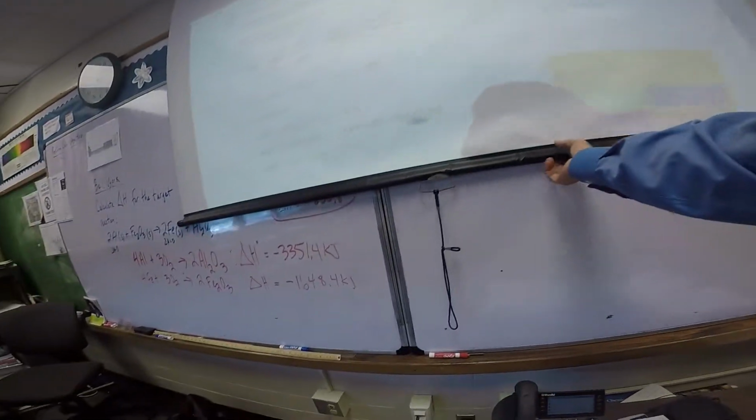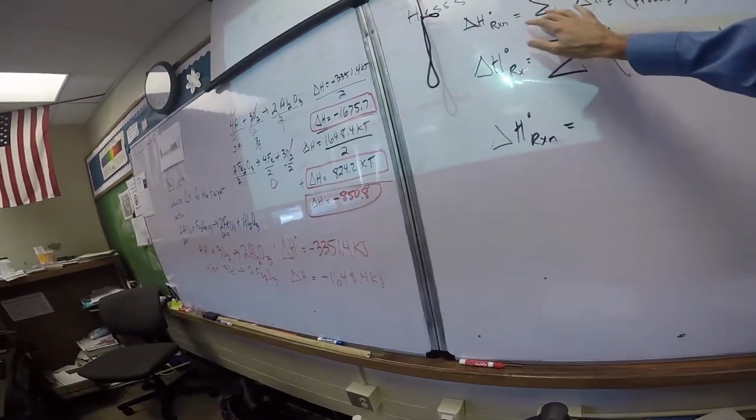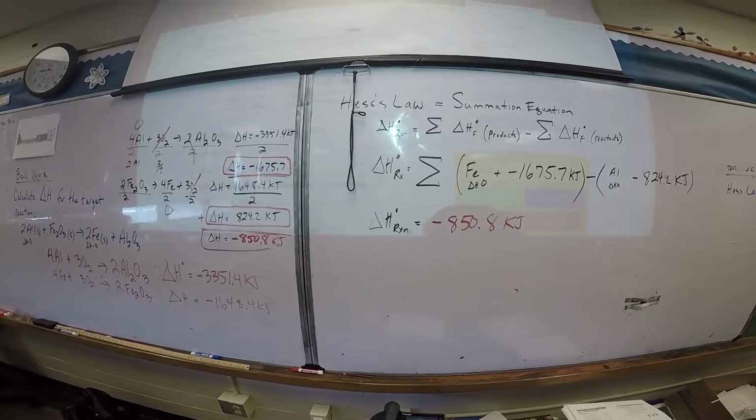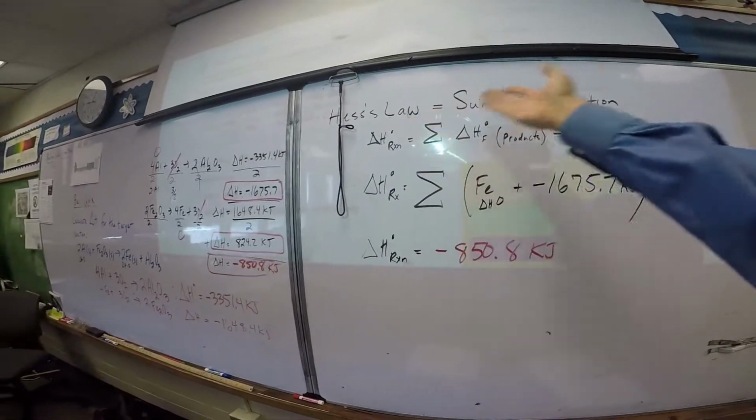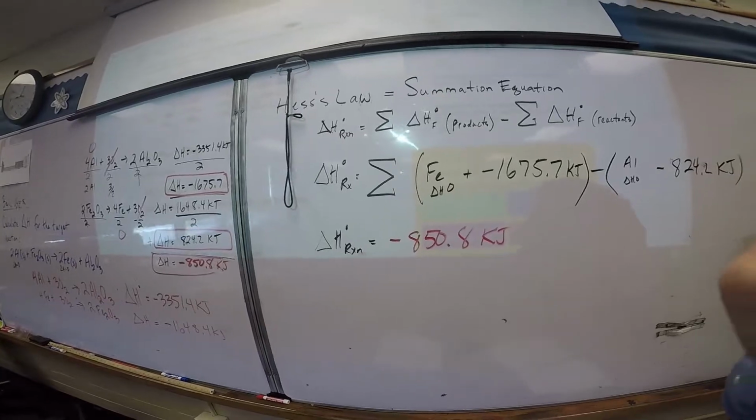So this, once again, is the easier one to do, the summation one. Recommend that one. So once again, both values are the same. Both methods can be used to get the answer you desire.